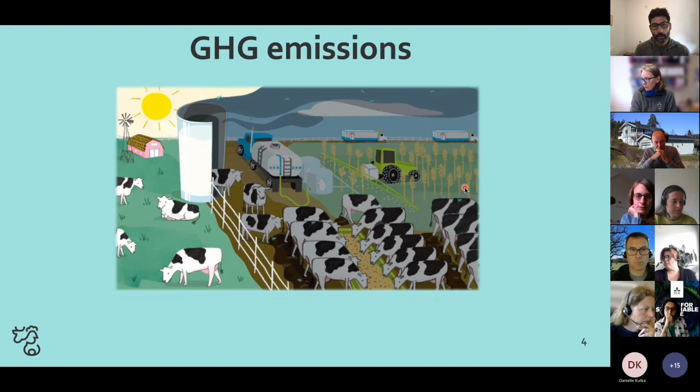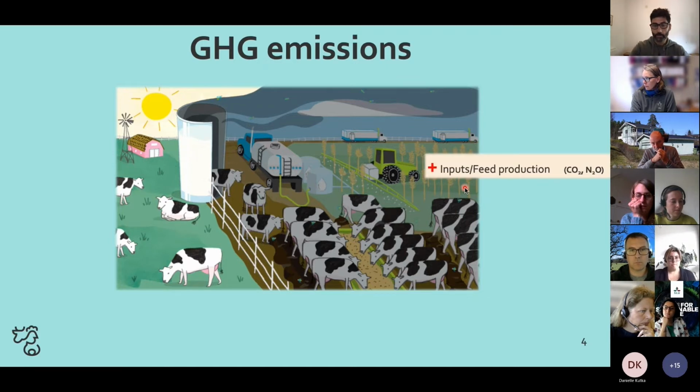So today I'm going to use a simple, very general dairy farm as an example. And in very general terms, we can consider the following sources of greenhouse gases emissions. The first one is related to the different inputs, not only feed production, which is important, but also pesticides, fertilizers, machinery, animals, manure, etc. And these, in general, generate CO2 and N2O.